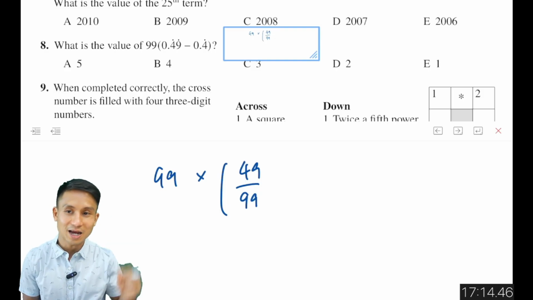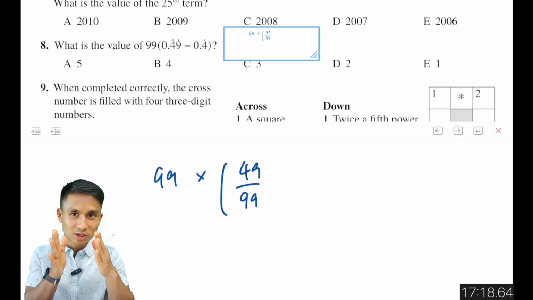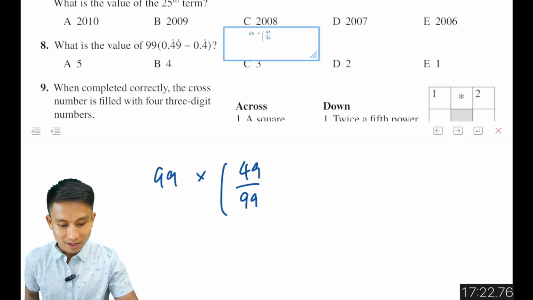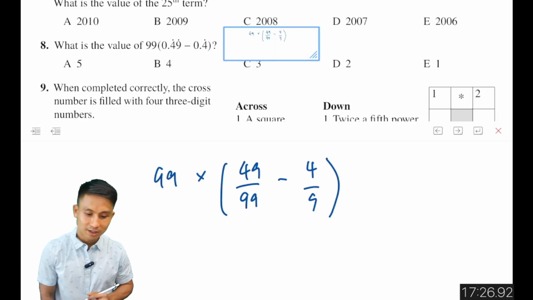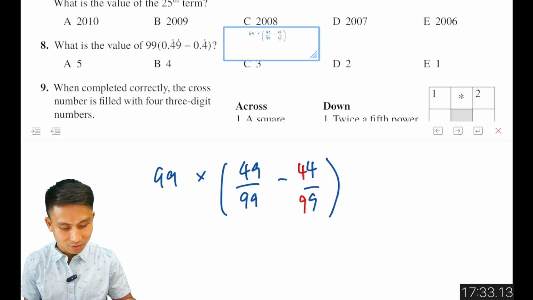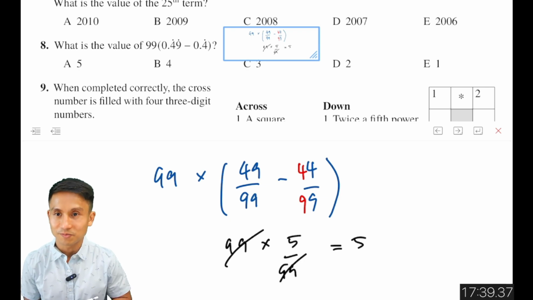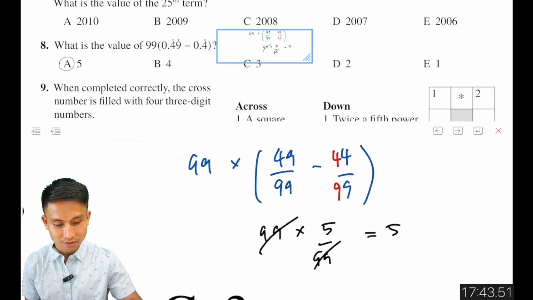So you just do 99. Just like that, this is a 2-digit decimal, so you have 2 9s there. And for this one, it's just 4 over 9, right? You should know that. So if we multiply by 11 over 11, I'm going to get 44 over 99. So that's going to make the brackets become 5 over 99, and that's going to be 5 if you cancel them. So the answer is just A here, number 5.